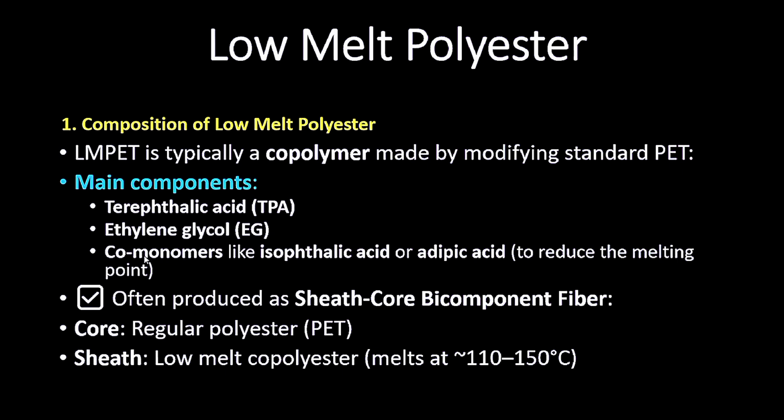The melting point of standard polyester is around 250, while the melting point of low melt polyester is around 110 to 125 centigrade. So the melting point is reduced, and it is often produced as a sheath-core bicomponent fiber. The core is regular polyester PET. The sheath is low melt copolymer, which melts at 110 to 150 centigrade. This is the composition of low melt polyester fiber.